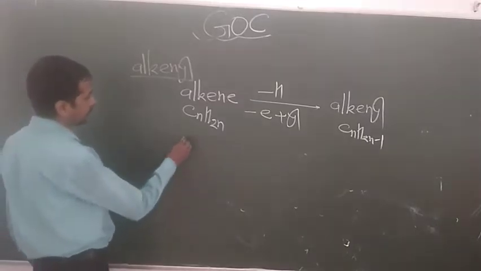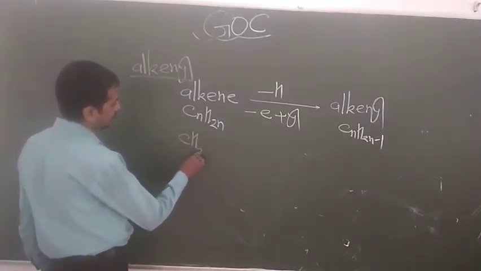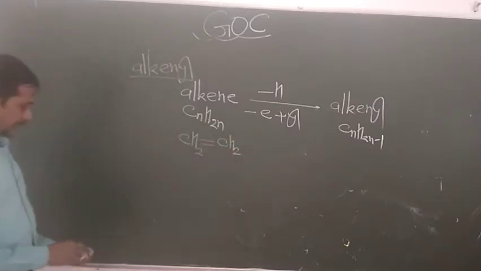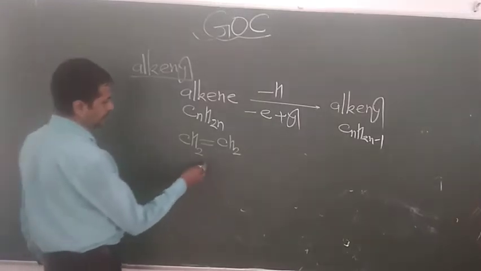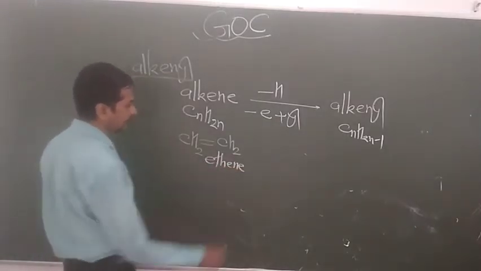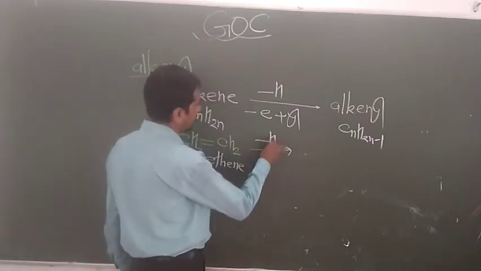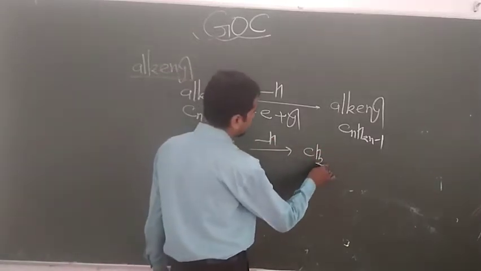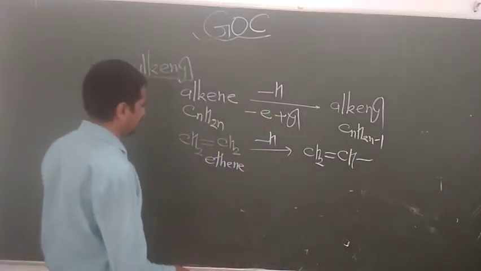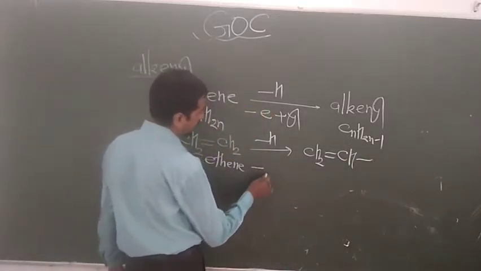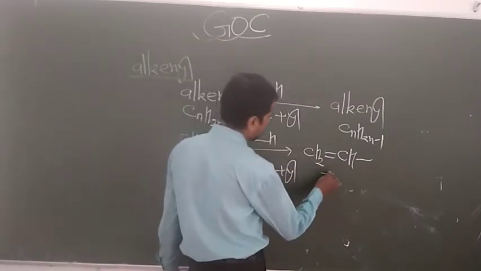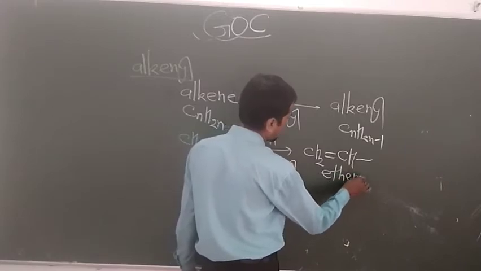Now look at the example. The father of alkene, the first member of alkene, is ethene. Now remove 1 H. This will generate CH2 double bond CH single bond. Now what happens to the name? Remove E and add YL. So this is basically ethenyl.